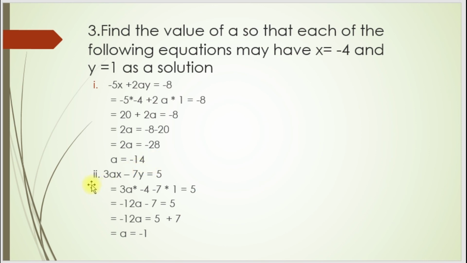Then for the second question, 3ax minus 7y equal to 5. x is equal to minus 4 and y is equal to 1. Putting those values in this equation, you will get the value of a as minus 1. You have to solve as many problems like this.